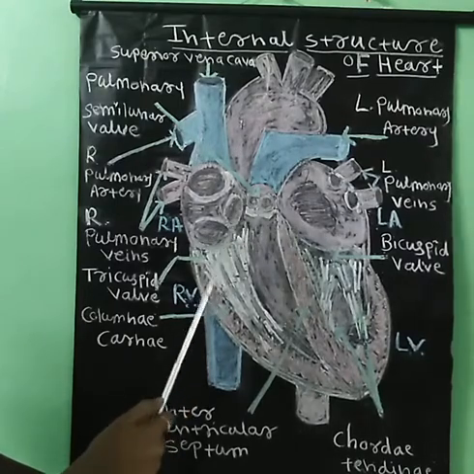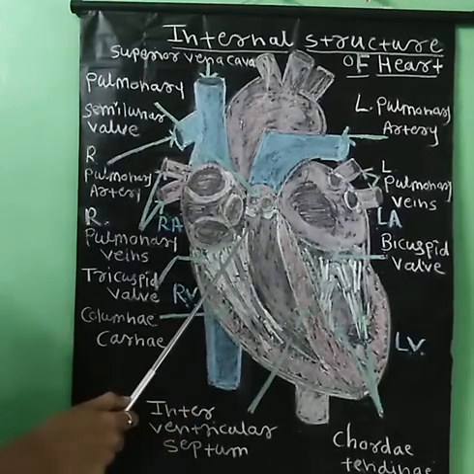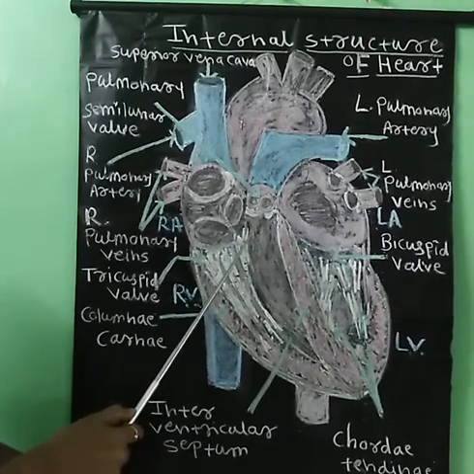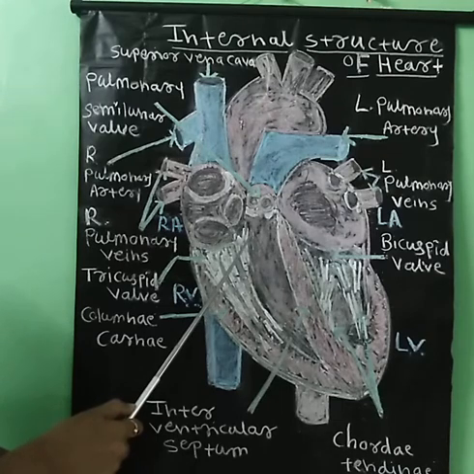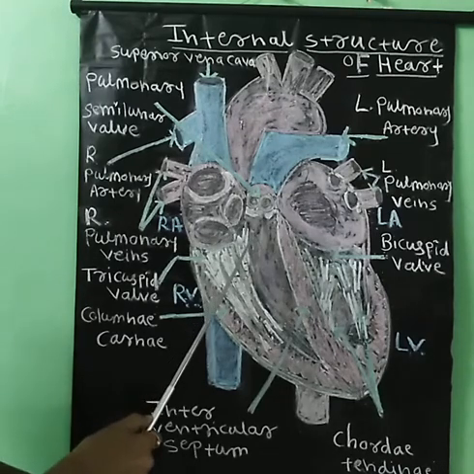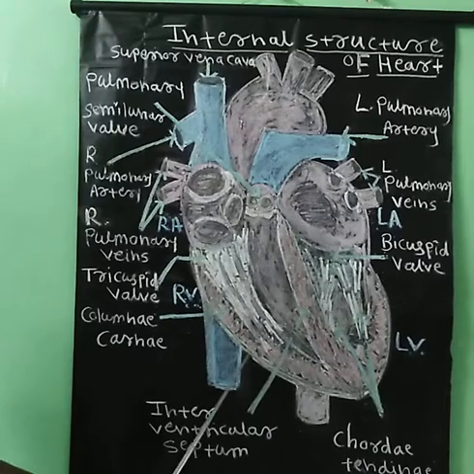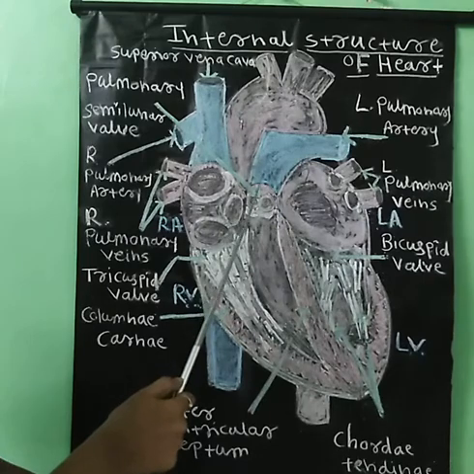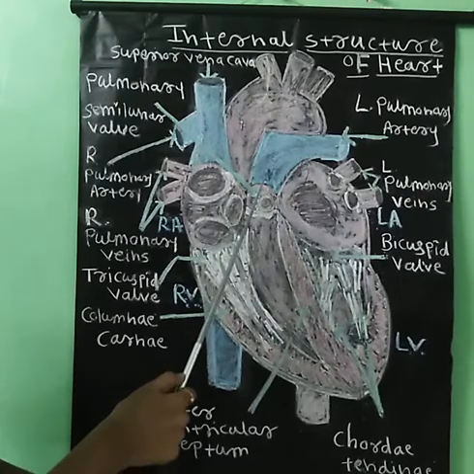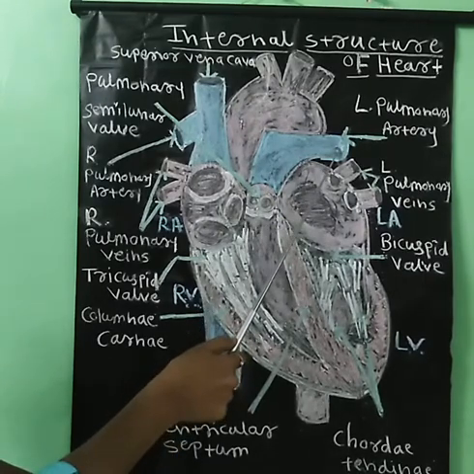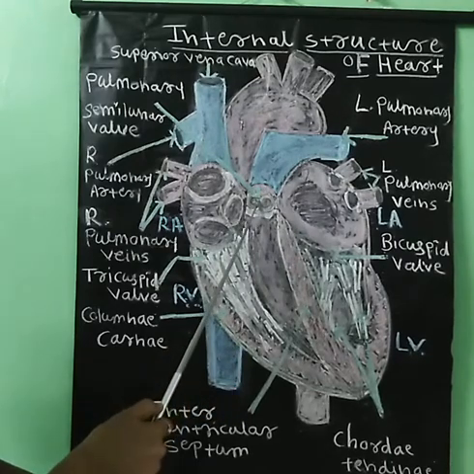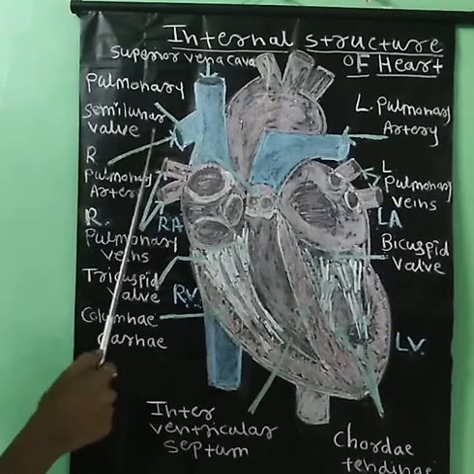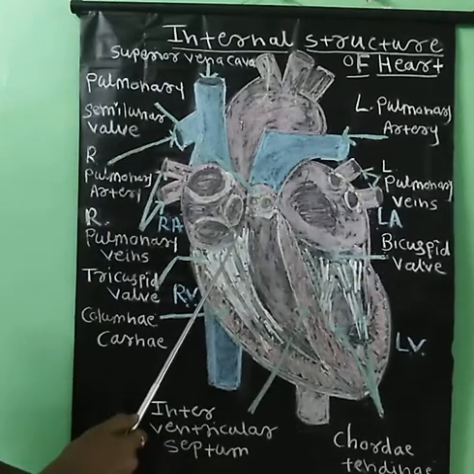Both openings are guarded by three valves each. In that, a valve which is guarding pulmonary aorta is known as semi-lunar valve.